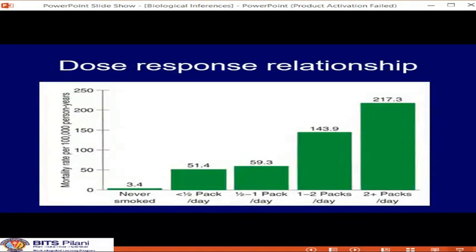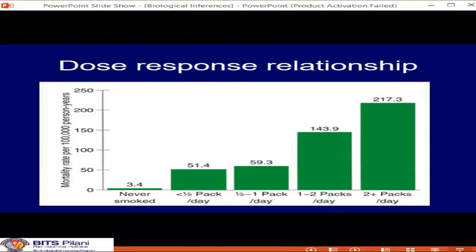smoking and lung cancer. And we know that if you smoke 20 cigarettes a day, every day for a year, it is called one pack year of smoking. So 20 cigarettes a day for one year is one pack year. The x-axis is looking at the pack years of smoking. On the y-axis is your mortality rate.